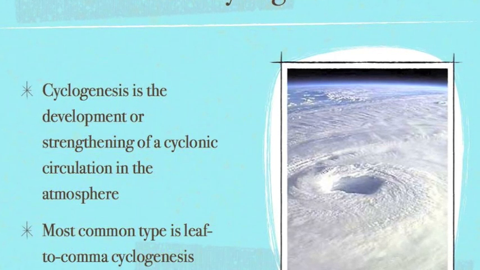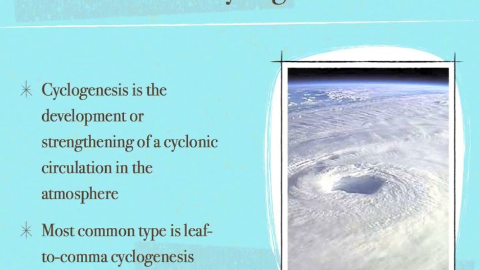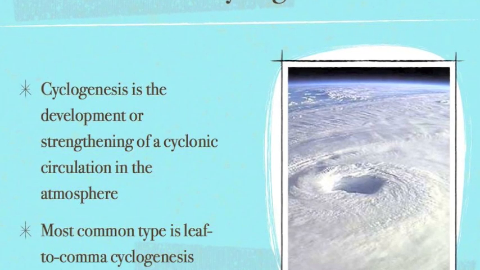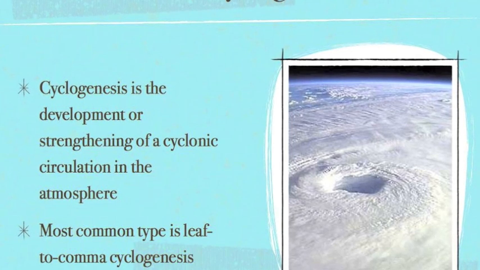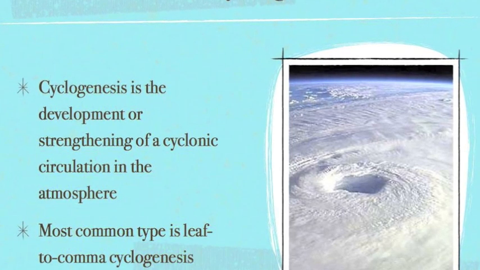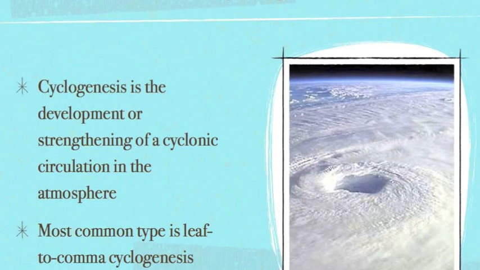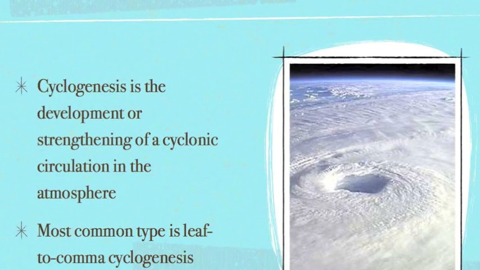Mid-latitude cyclogenesis often occurs when an upper trough of intermediate wavelength interacts with the surface. This causes a low pressure system which grows with the vertical wind shear and thermal instability. While there are many types of cyclogenesis, the most common is the leaf to comma.